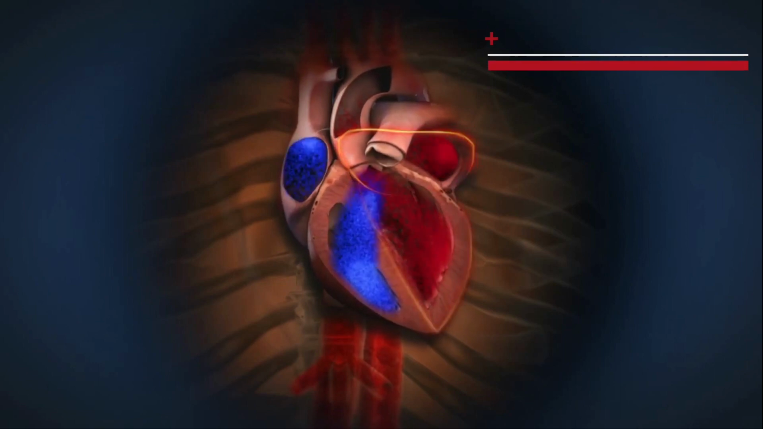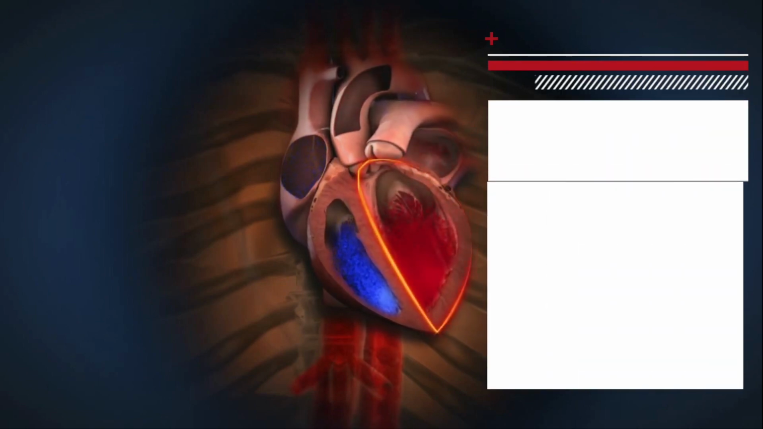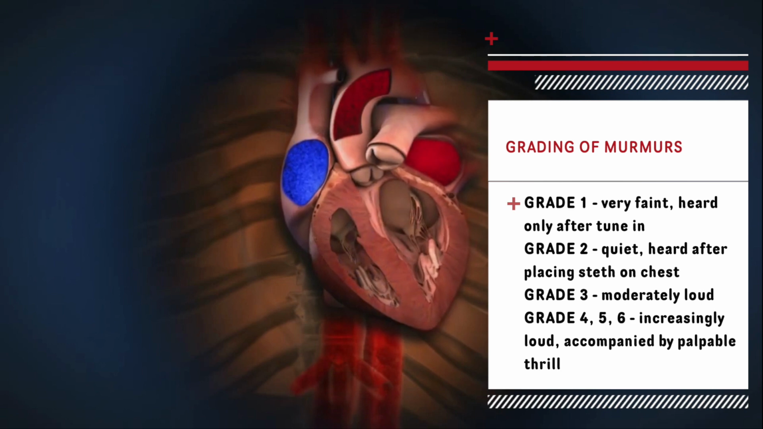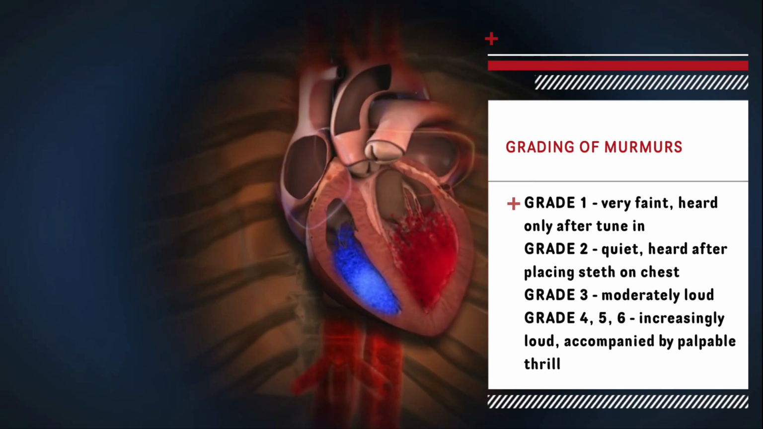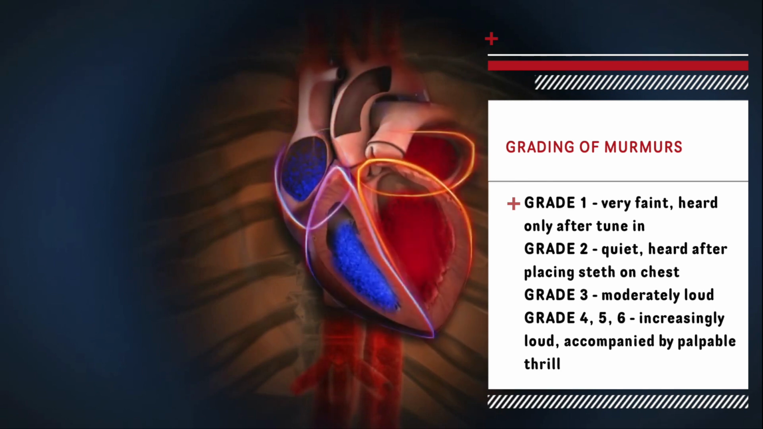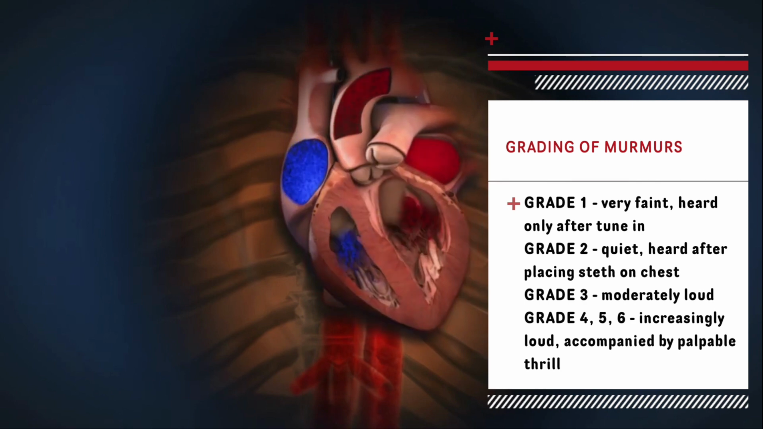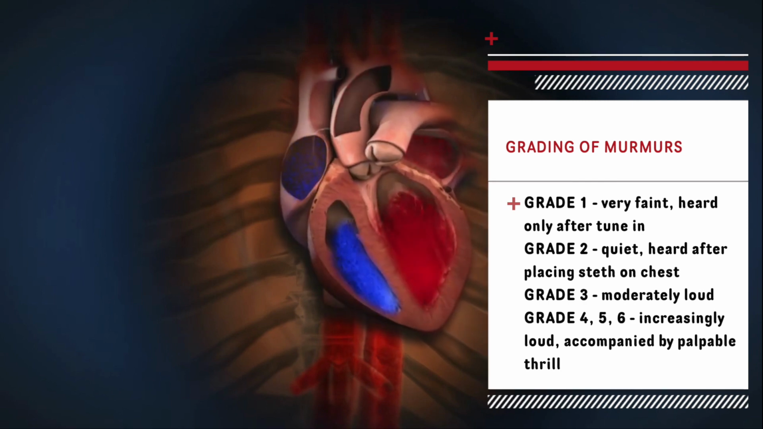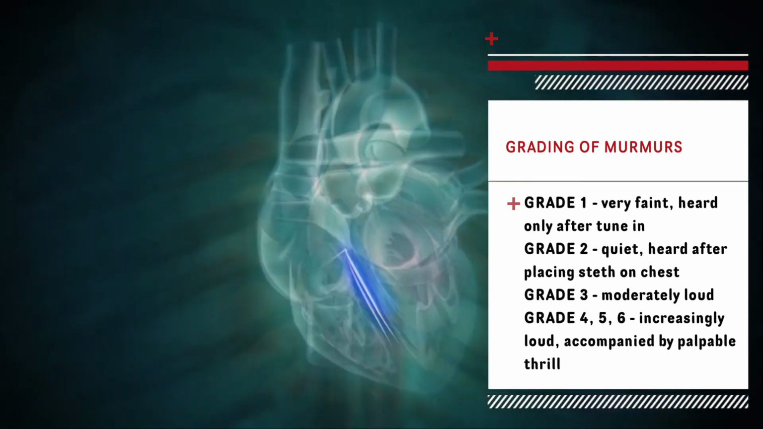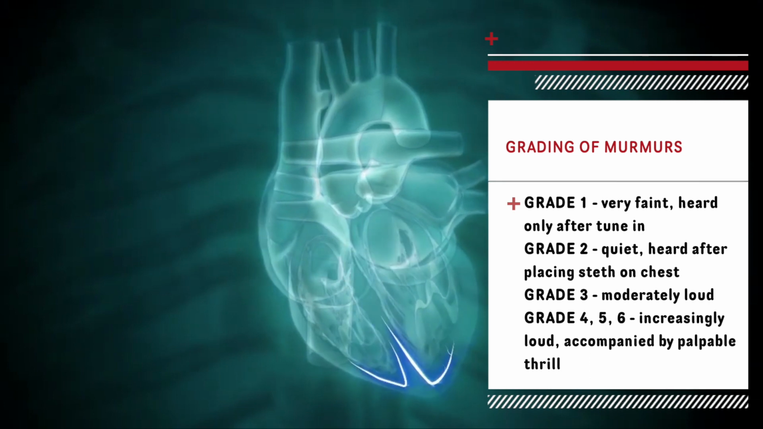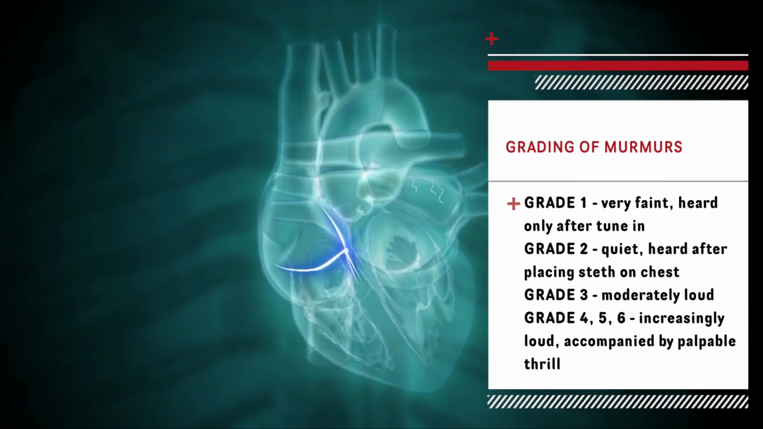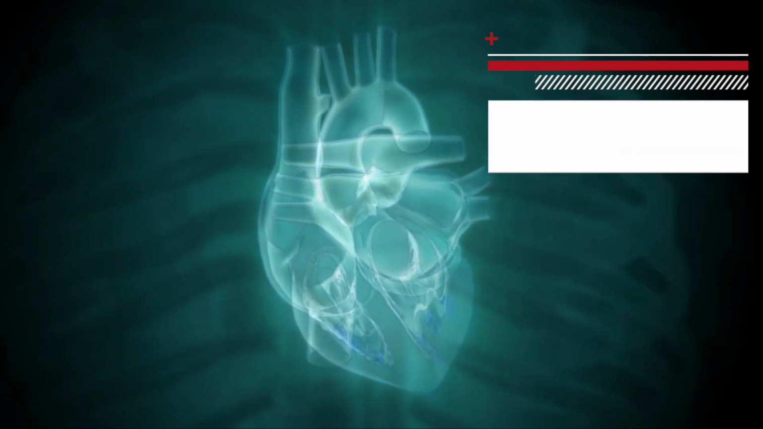Using the 6-point scale, murmurs can be graded. Grade 1 indicates a murmur that is very faint and heard only after the listener has tuned in. It may not be heard in all positions. A grade 2 murmur is quiet but heard immediately after placing the stethoscope on the chest. A grade 3 murmur is moderately loud, while grades 4, 5, and 6 are increasingly loud and accompanied by a palpable thrill.